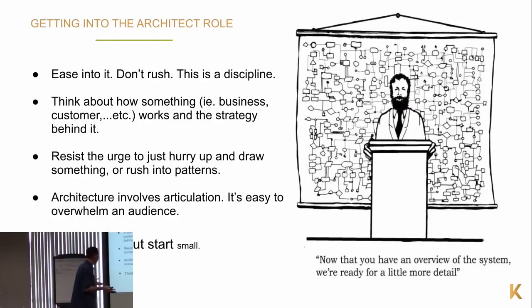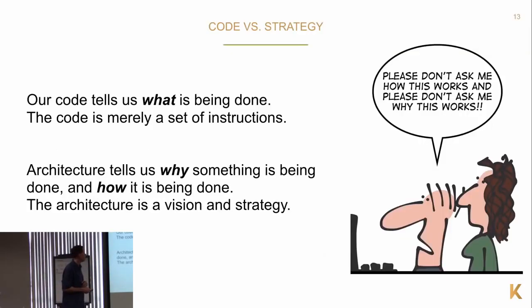And it involves articulation. It's easy to overwhelm an audience. Hence the cartoon. Okay, now that you have an overview of the system, now we're ready for more detail. Come on, give me a break. Think big, but start small. Little pieces. Kind of like what the manifesto was about in Agile. So get the big picture, get the holistic view, but let's start in small pieces here. And then start to segment and decompose that down.